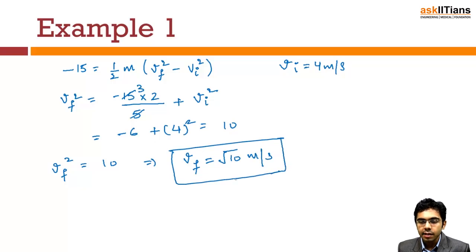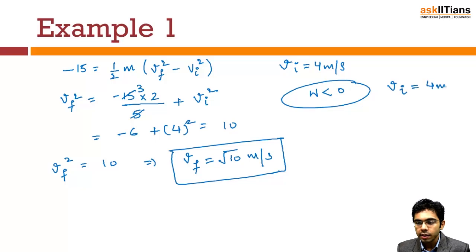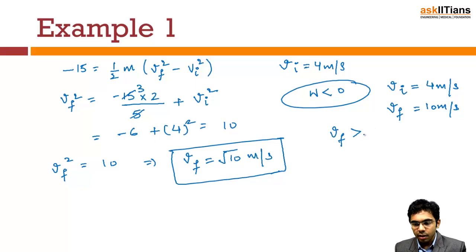Now, from this example we can see that the work done was less than 0. Therefore, we can say that the initial speed of the body was 4 meter per second and the final came out to be root 10 meter per second. So we can say that the final velocity is less than the initial.